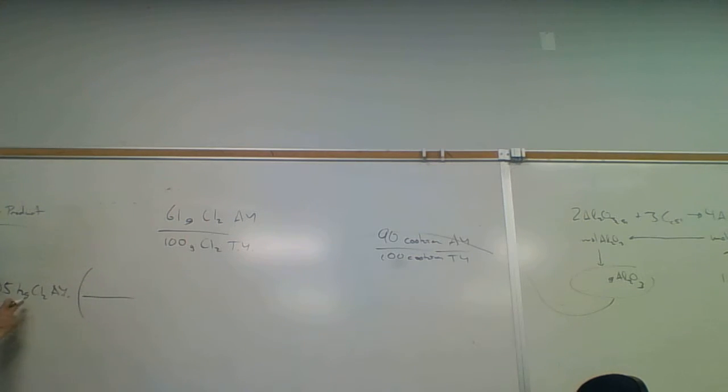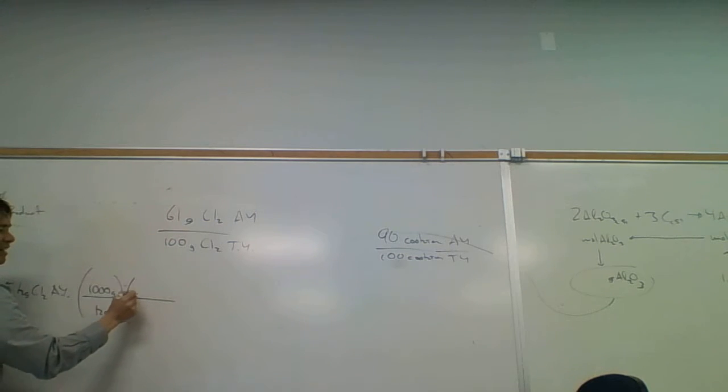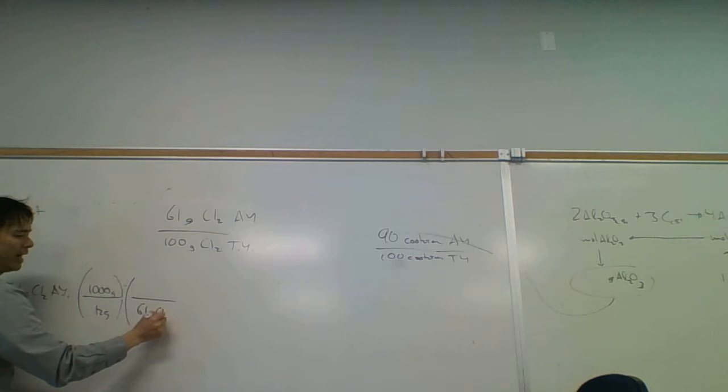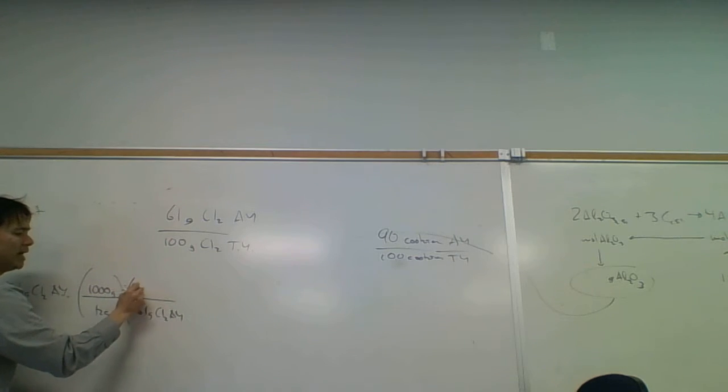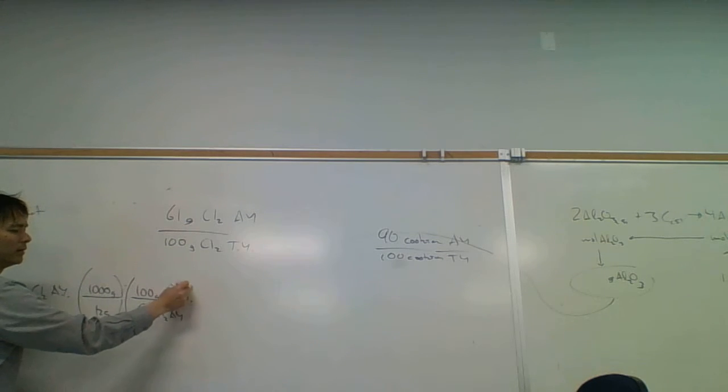Well, let's convert from kilograms to grams. So this will be 1,000 grams per kilogram. And this is not dependent on chlorine, so I'm not going to write chlorine there. And that's going to give me grams of chlorine actual yield. And then here's where I'm going to put this in. That means for every 61 grams of chlorine actual yield, I better make 100 grams of chlorine theoretical yield.